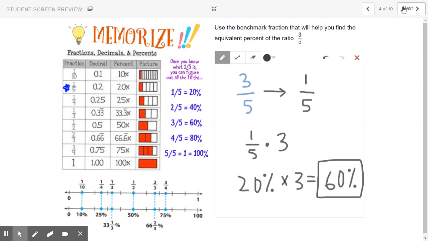Use the benchmark fraction that will help you find the equivalent percent of the ratio 3/5. So 3/5 comes from 1/5. We could take 1/5 times 3, or 1/5 plus 1/5 plus 1/5. We know that 1/5 equals 20%. So if I take 20% times 3, that's 60%. So 3/5 equals 60%.